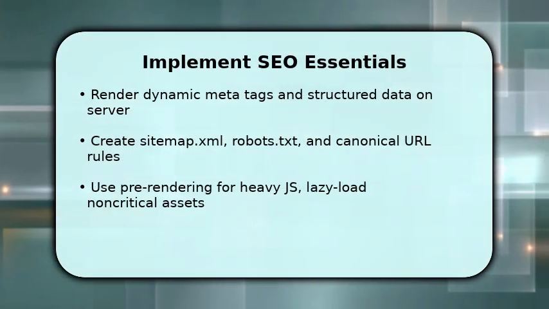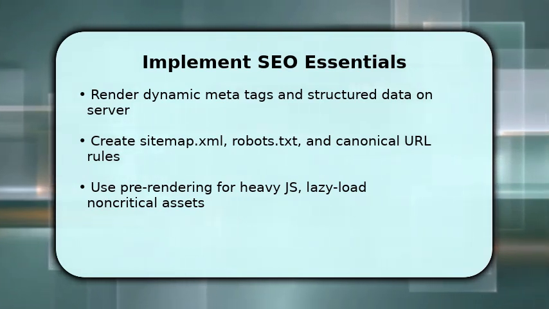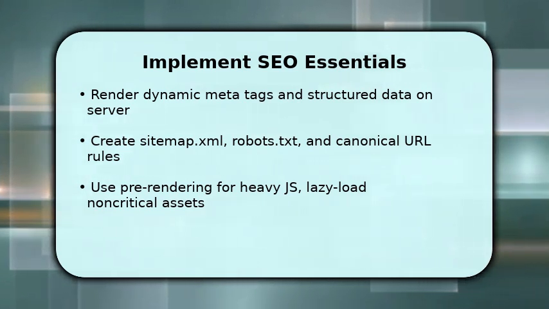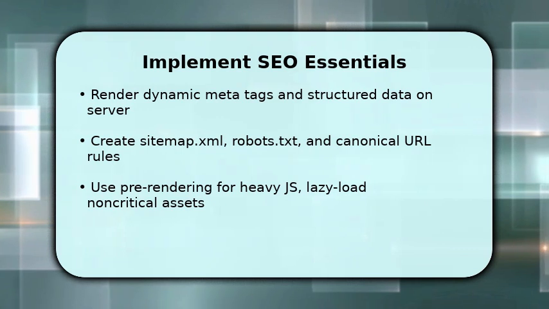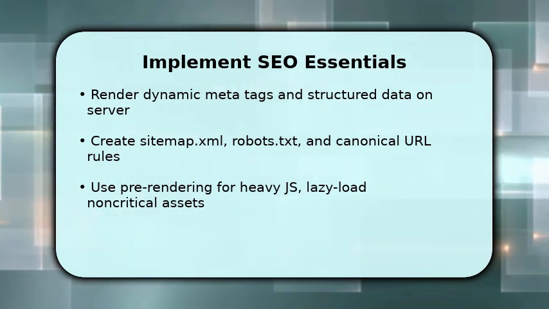Once SSR/SSG serves HTML, make it meaningful. Render page-specific title, description, open graph, and schema.org structured data on the server so crawlers see accurate metadata. Make a programmatic sitemap.xml and robots.txt during build, and emit canonical tags to avoid duplicate content issues.